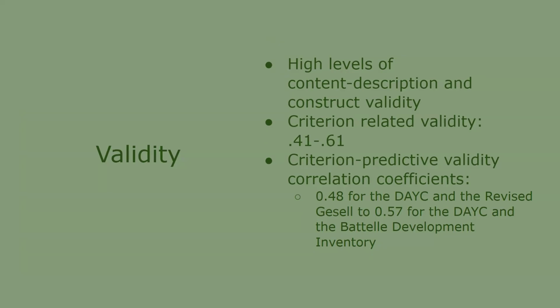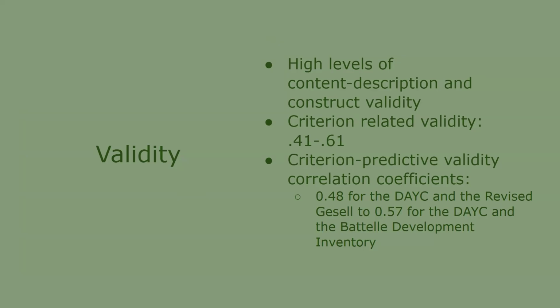This just shows how accurately the assessment measures the outcome it was meant to measure. For the criterion predictive validity correlation coefficients, this basically means that the results of the assessment are indicative of future results. A way to measure this is by testing it against another assessment that measures the same thing. In this case, they measured it.